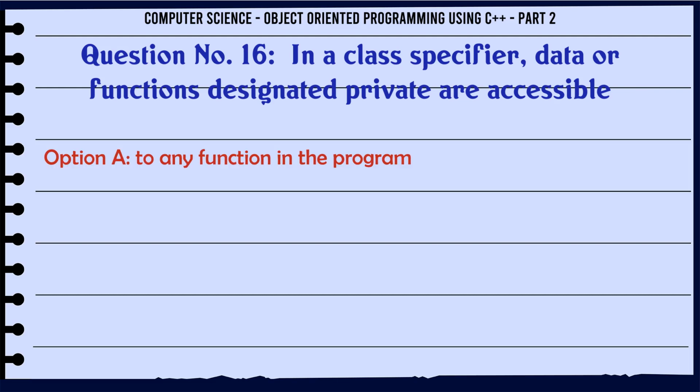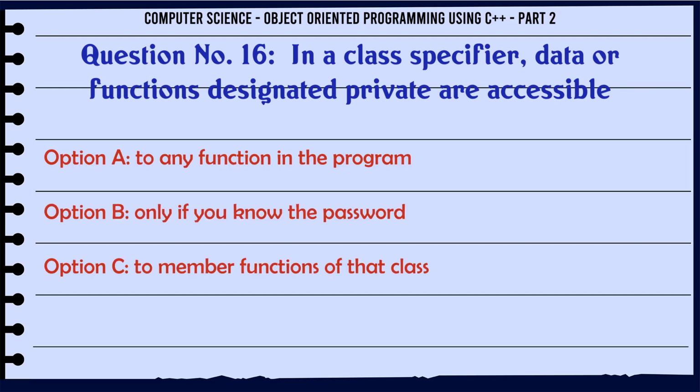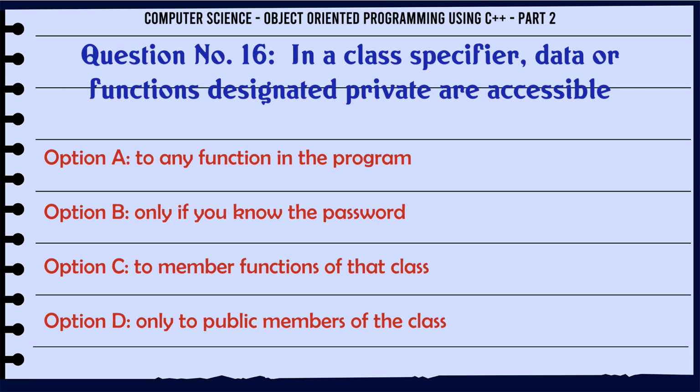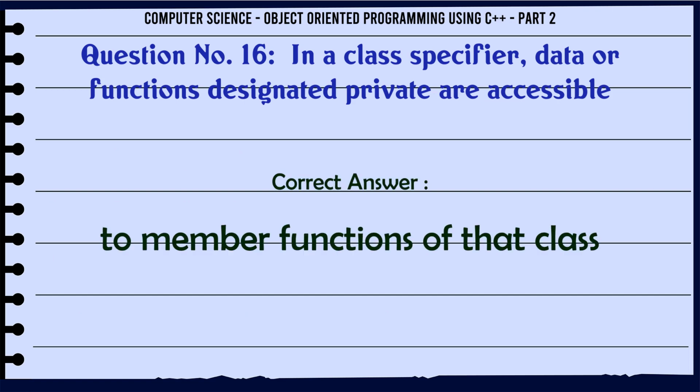In a class, specifier data or functions designated private are accessible. A. To any function in the program. B. Only if you know the password. C. To member functions of that class. D. Only to public members of the class. The correct answer is to member functions of that class.